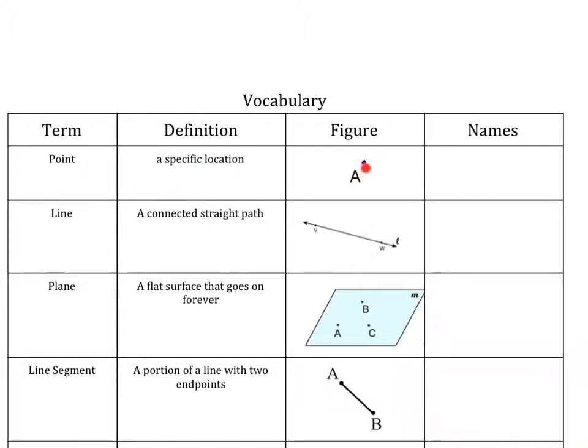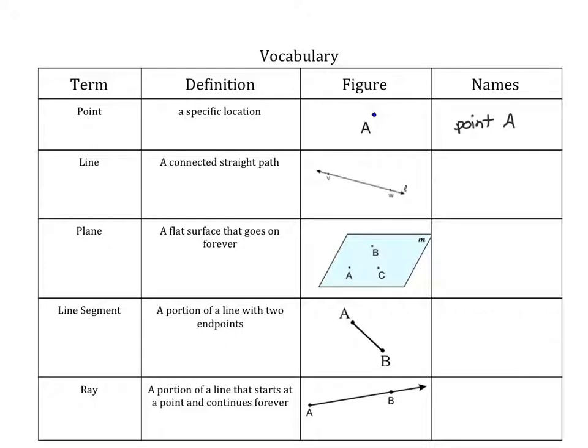It's essentially just a dot, and it will be labeled with an uppercase letter, and that does matter. It's always going to be an uppercase letter. So there's only one way to name a point, and it's by writing point and then whatever letter corresponds with that point. So this one is not too tricky because there's only one way to name it.